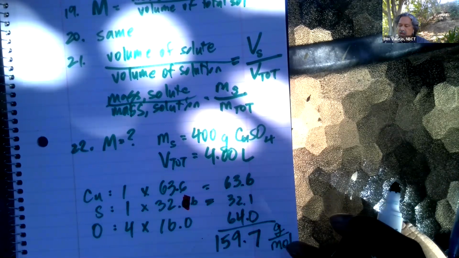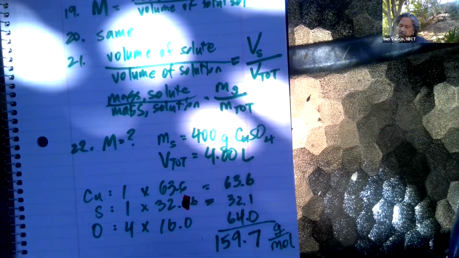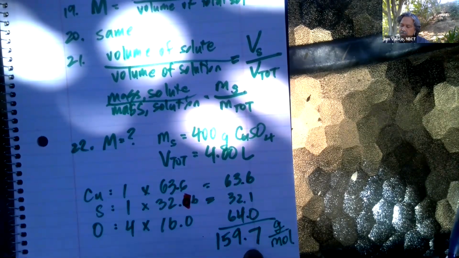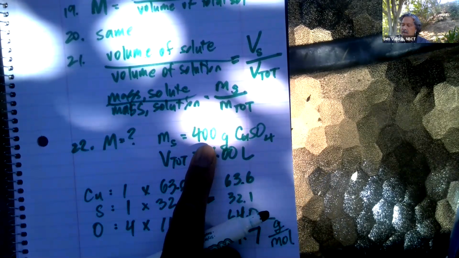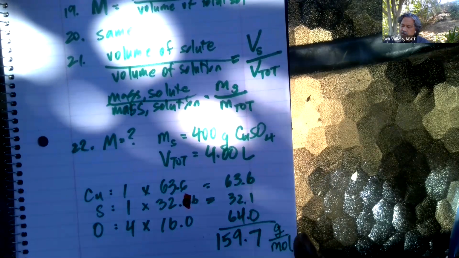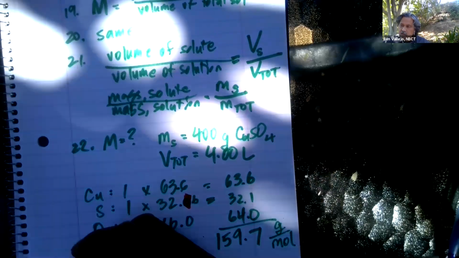Okay, so now I have the molar mass of copper sulfate, but I only have 400 grams of it. So to figure out the molarity here, let's write it out.